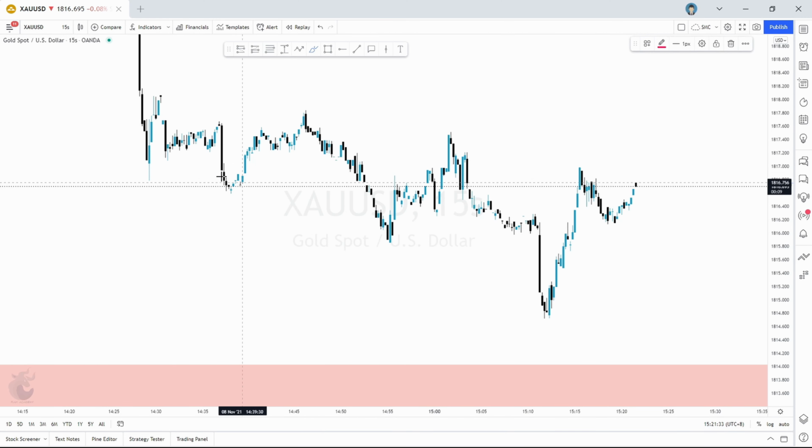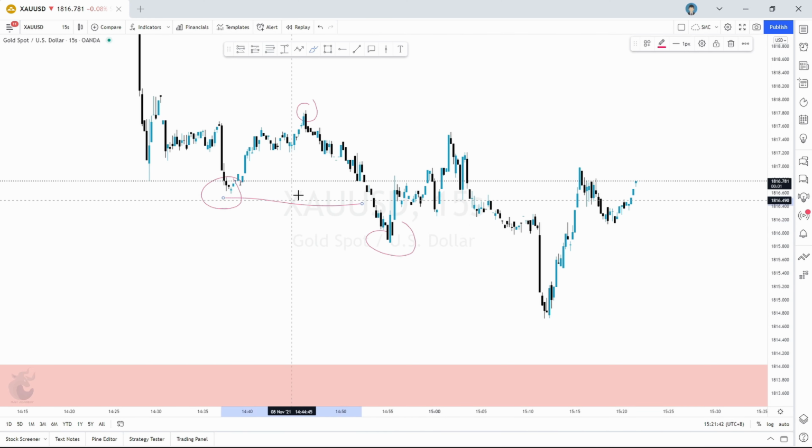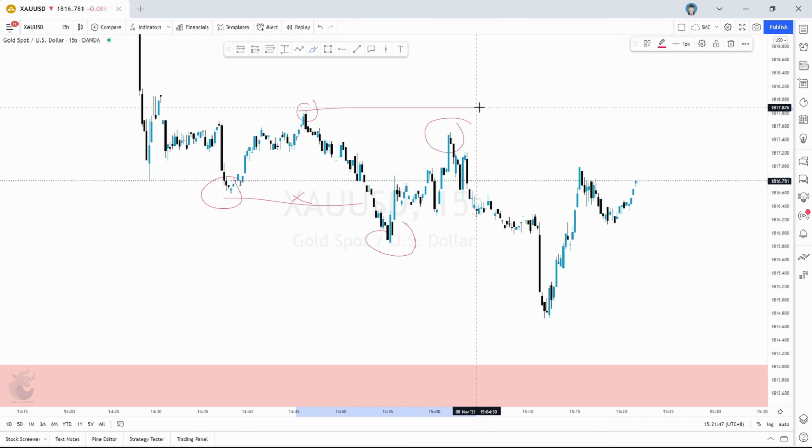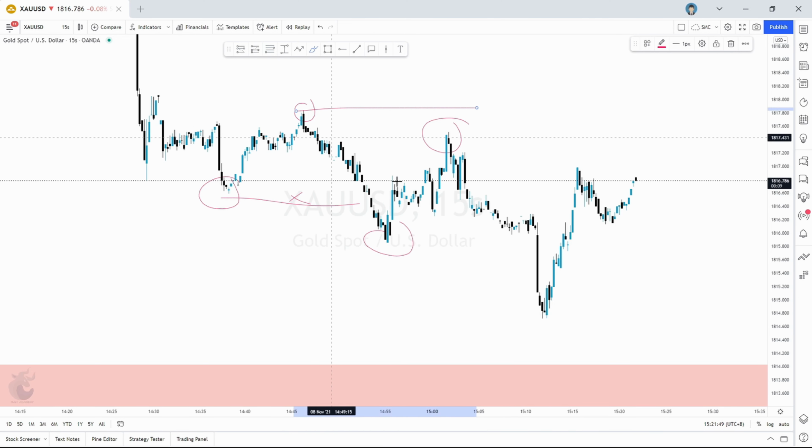Now, as you can see, what we see structure doing: lower low, lower high, lower low. Why is it the lower low? Since it broke this previous lower low over here. Lower high. Why is it the lower high? Because it fails to break the previous lower high. As you can see, break again, lower low.